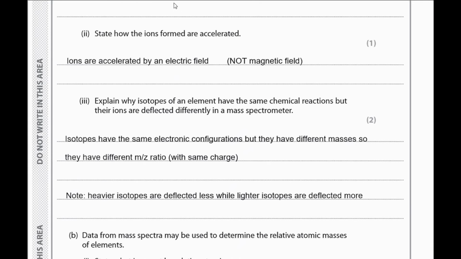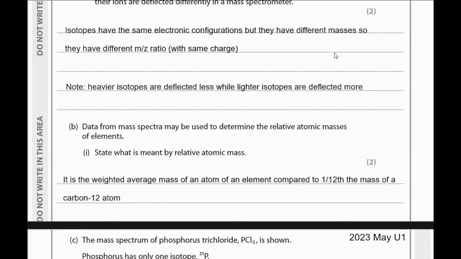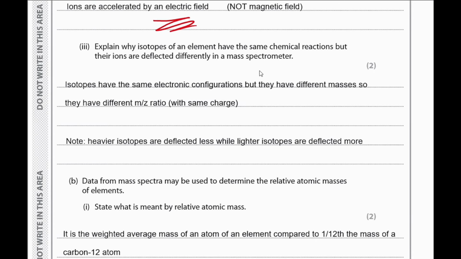Now for ions to get accelerated, since ions are charged, they need to be under the influence of an electric field. So obviously the ions are accelerated by an electric field. That's how it is done. Now explain why isotopes of elements have the same chemical reactions but their ions are deflected differently. Now, the deflection by the magnetic field varies depending on their mass to charge ratio.